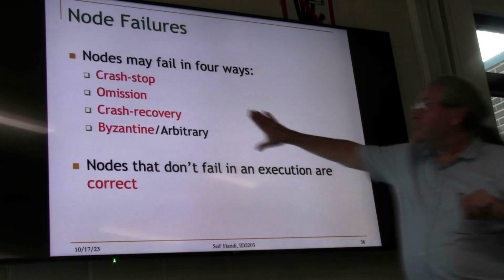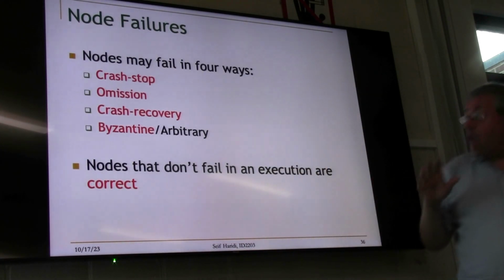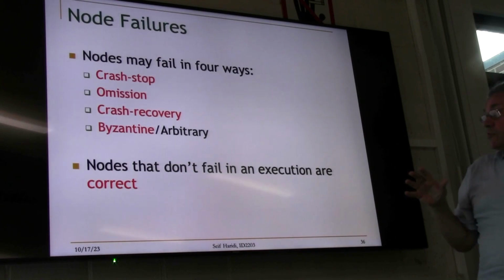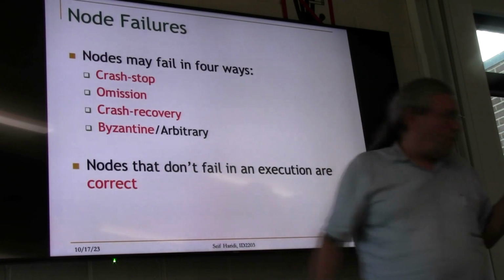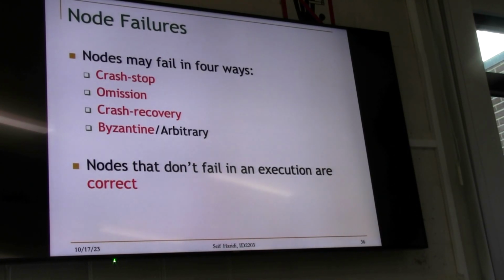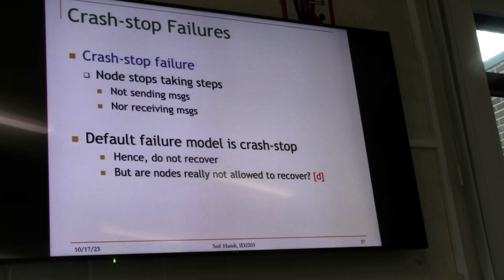If during an algorithm a node fails, then we say the node is not correct. So a node that does not fail during the running of the algorithm is called correct. Of course, it may fail later, but we're only interested in what happens during the algorithm.